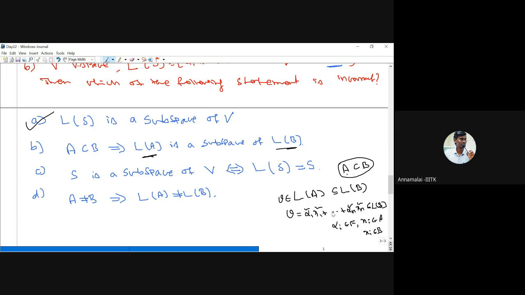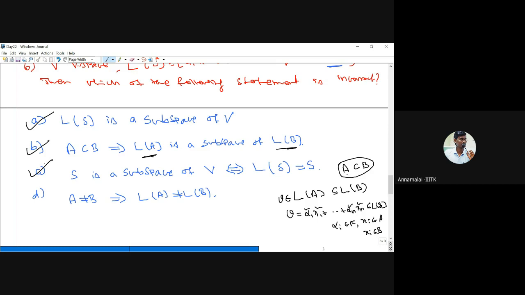Since L of B is a subspace, L of A is a subspace of it. So this is also a true statement. Again, take the third statement: if S is a subspace of B, then L of S is equal to S, and if L of S equals S, then S is a subspace. This is actually a theorem. We can easily prove it, and this is also a correct statement.